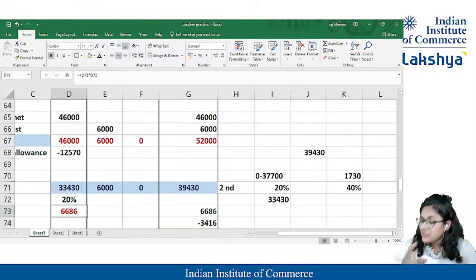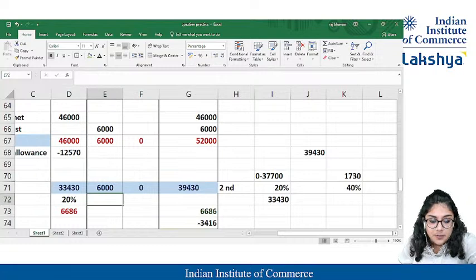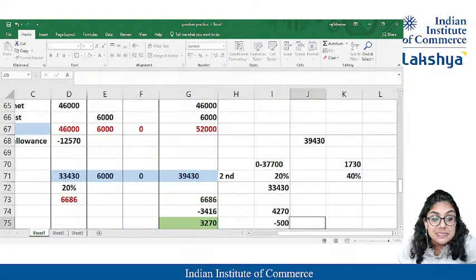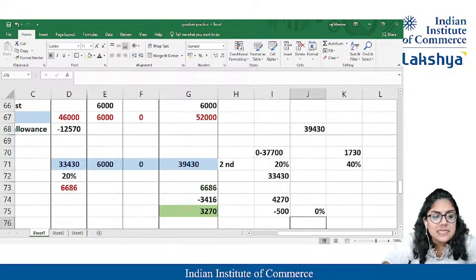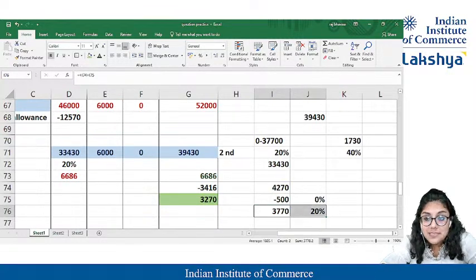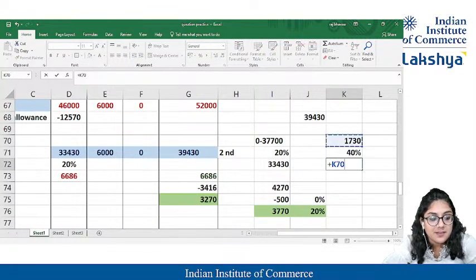For 500, you need not pay anything. Please don't pay anything for 500. That means 500 is exempt. So from this amount 37,700, you have already paid till here. What is the remaining amount? 37,700 minus 33,430. Out of this, guys, 500 is zero rate. So what is the amount on which you have to pay 20% tax further? So 37,720, we have to pay 20% tax for my savings, and what is remaining? The remaining you all have to pay 40%.